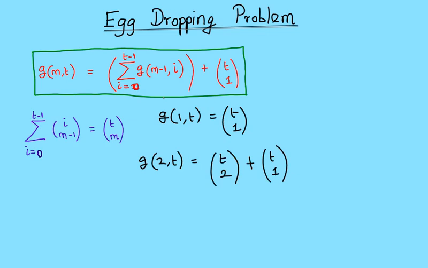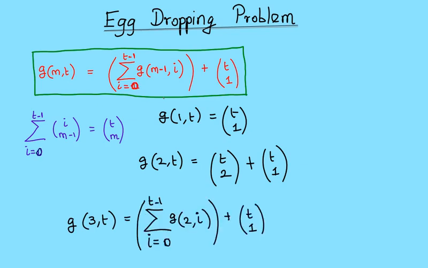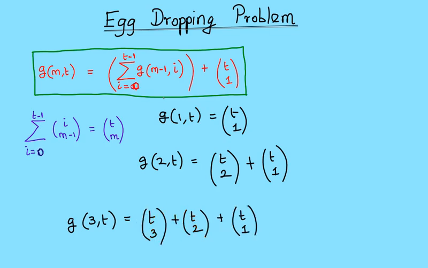Consider g(3, t). From the recurrence equation we have this. Consider g(2, i). This is i choose 2 plus i choose 1. This gives t choose 3 plus t choose 2. So g(3, t) is equal to t choose 3 plus t choose 2 plus t choose 1.